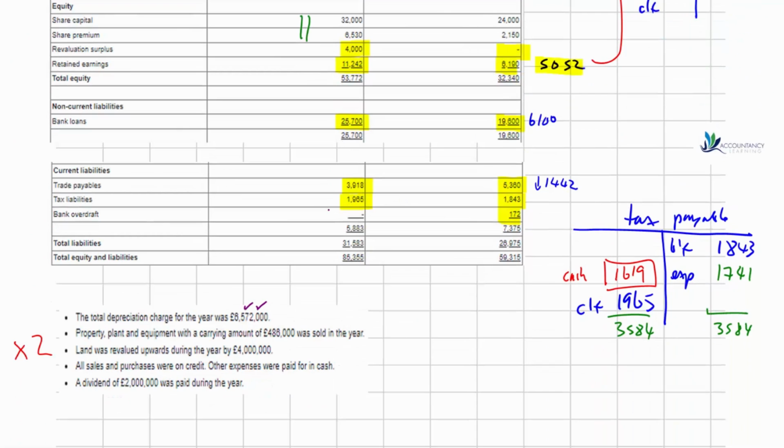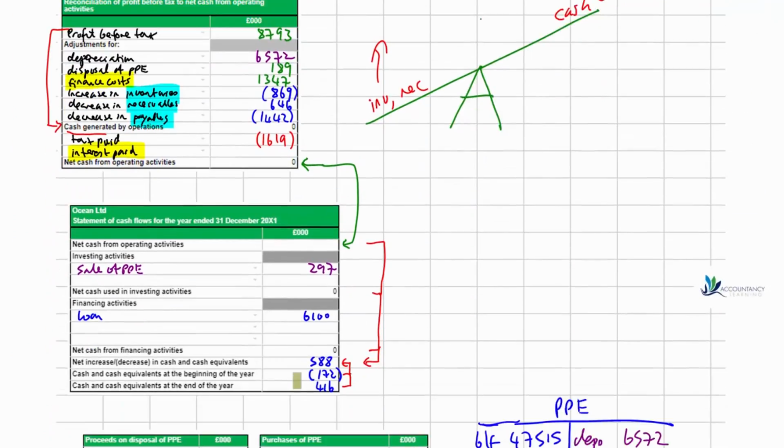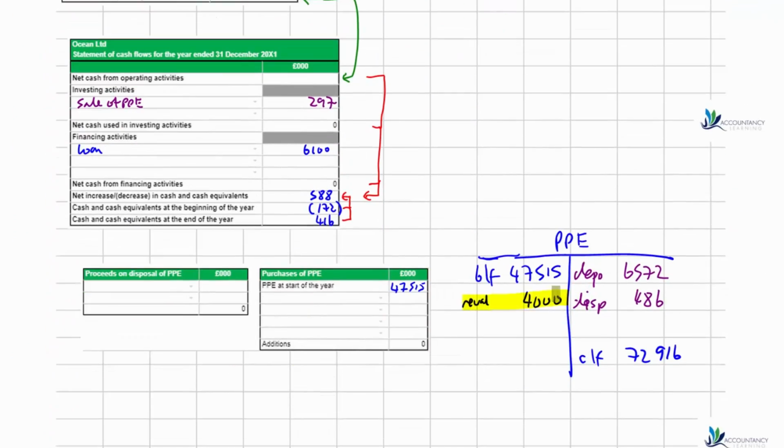Okay, so I've used that 486 twice in my answer, haven't I? So I'm happy with that. I could just highlight the numbers I've used. Next, land was revalued upwards during the year by 4 million. Oh, well, we used that already, didn't we? That appeared already in our answer. We have our revaluation as part of our property, plant and equipment working.